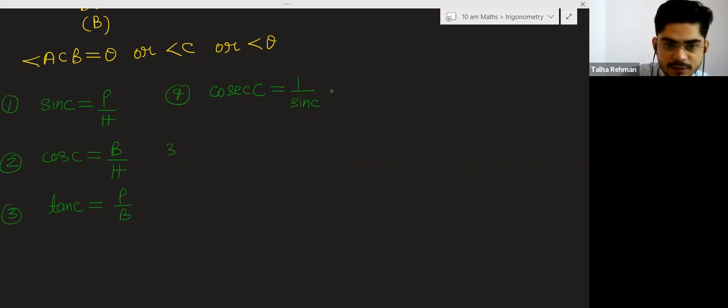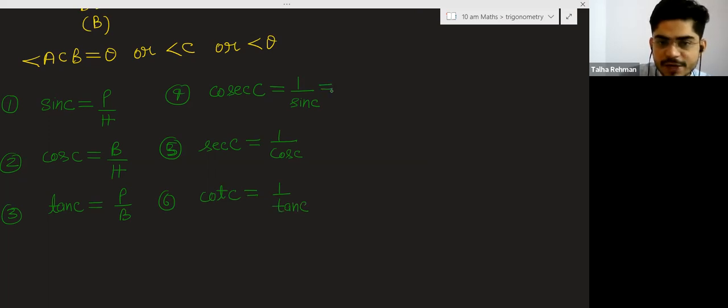And this fifth number, sec C is the reciprocal of cos C, 1 upon cos C. Number 6, we have cotangent, cot C in short form. This is the reciprocal of tan C, 1 upon tan C.